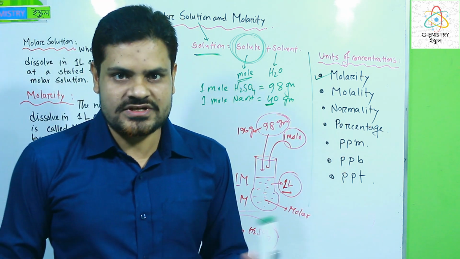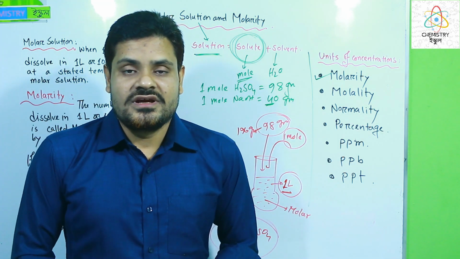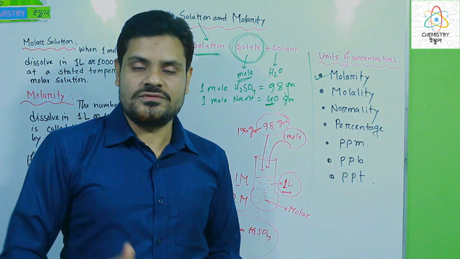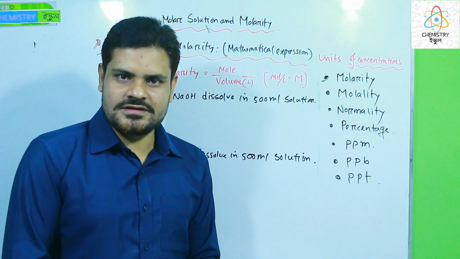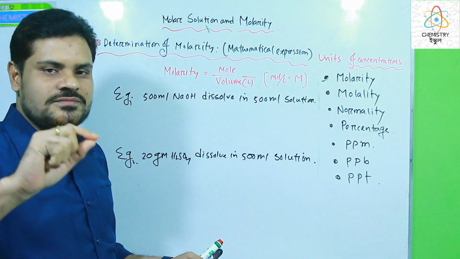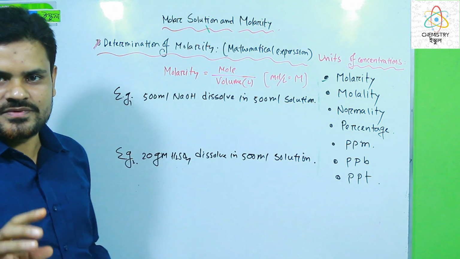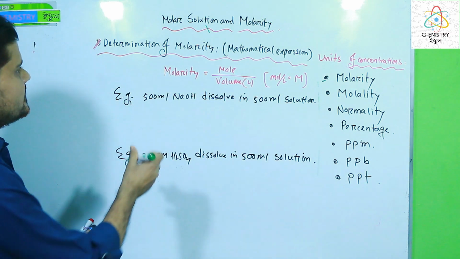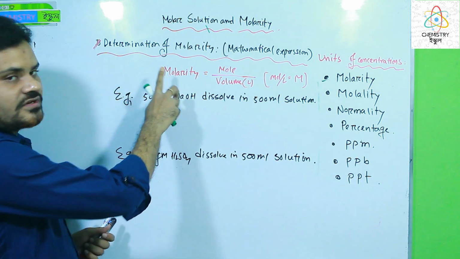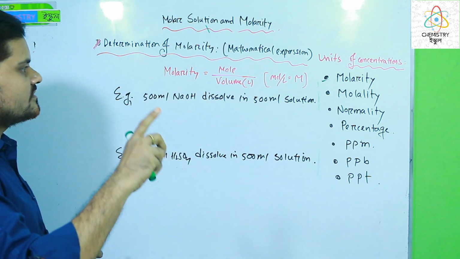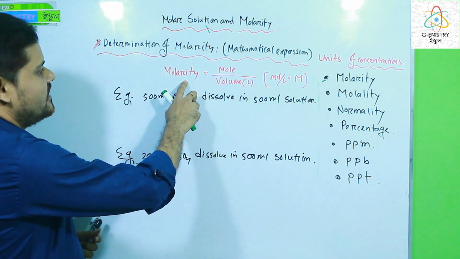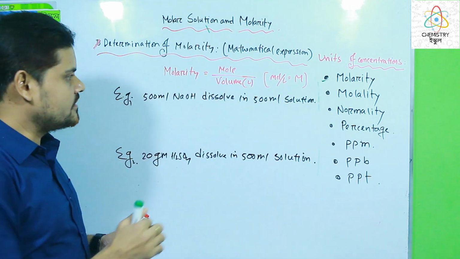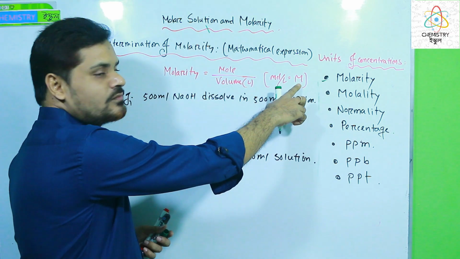This is the mathematical expression of molarity. How can we determine the molarity for different types of solution? Dear friends, let's start to determine the molarity of the solution by a mathematical expression. Dear learners, have a look at this equation. This is the equation to determine the molarity of any solution. Look here, molarity means the mole divided by volume, and volume is in liter. Mole per liter is the molarity.